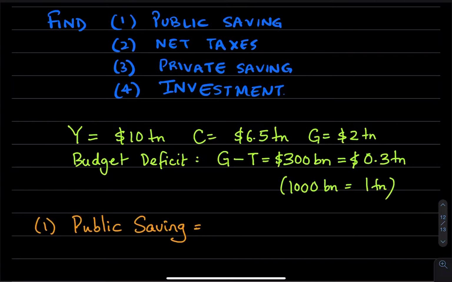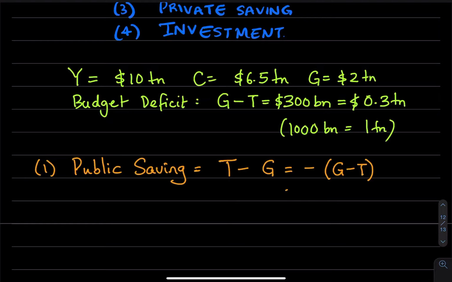Recall that public saving is the saving of the government, and this is defined as the income stream of the government, which is coming from the tax revenue, less the government expenditures. And so this is T minus G. What you're already given is G minus T, which is the budget deficit, and T minus G is just the negative of that. So you can say this is just negative of G minus T. We're already given G minus T, which equals 0.3 trillion.